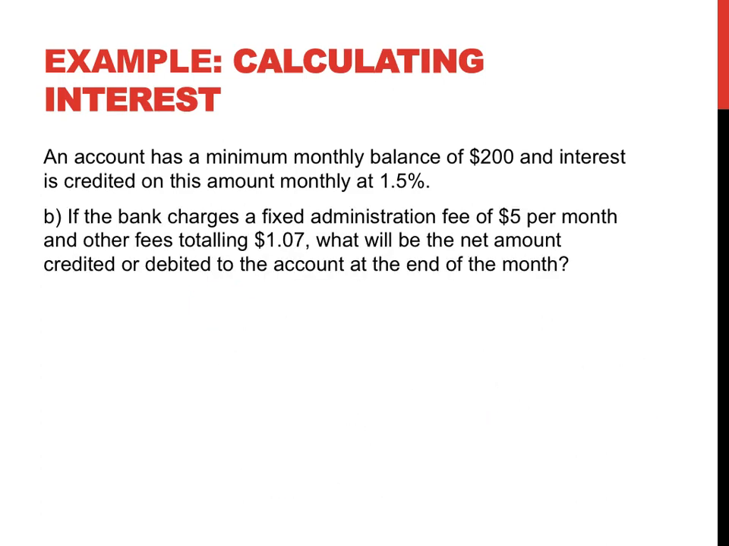Whoopee-doo. But the problem with banks is that they don't just give you interest or take interest. The thing is that they have all these other hidden fees. So in this example as well, the bank charges a fixed administration fee of $5 a month. So to have a bank account open, you have to pay them $5. Welcome to being an adult and having to pay money. And other fees for the account charge a total of $1.07. Who knows what these fees are for? Banks just charge fees left, right, and centre sometimes.